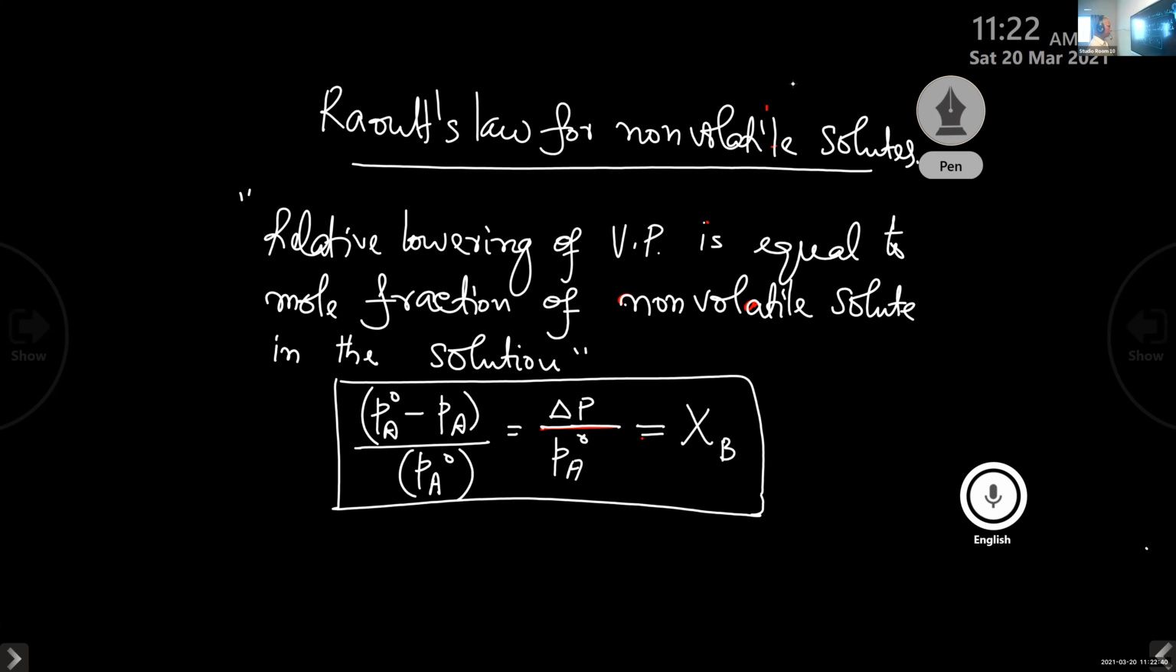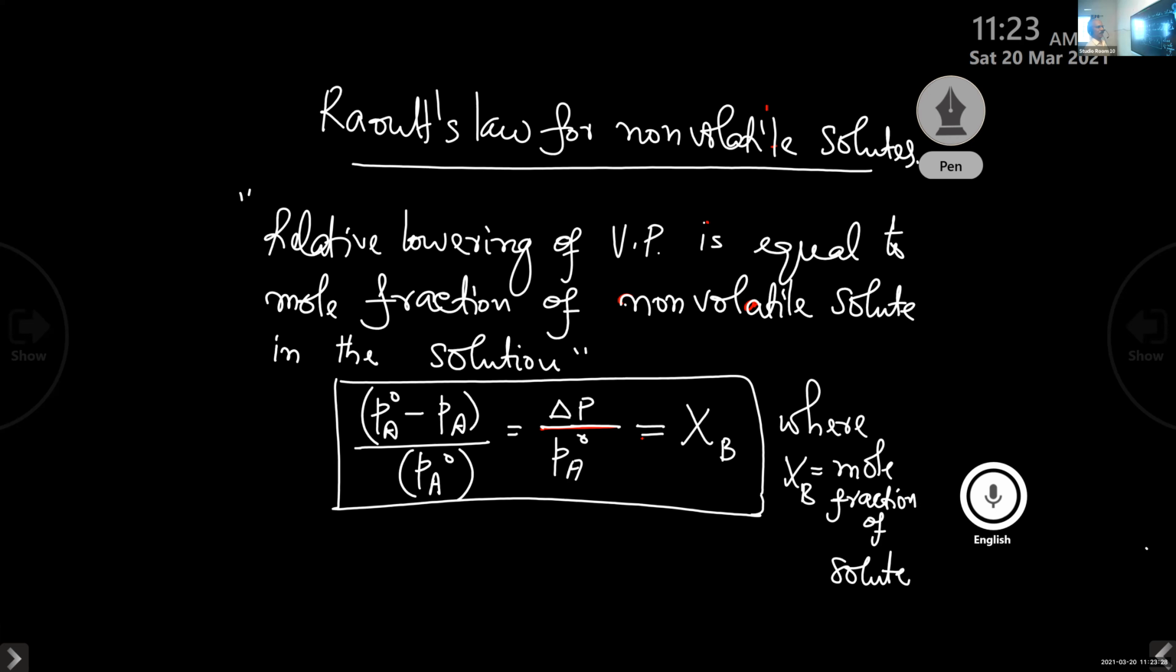Now, relative lowering of vapor pressure, PA0 minus PA by PA0, which in turn is equal to delta P by PA0, is equal to XB, where XB is the mole fraction of the solute. So we have got another equation here.